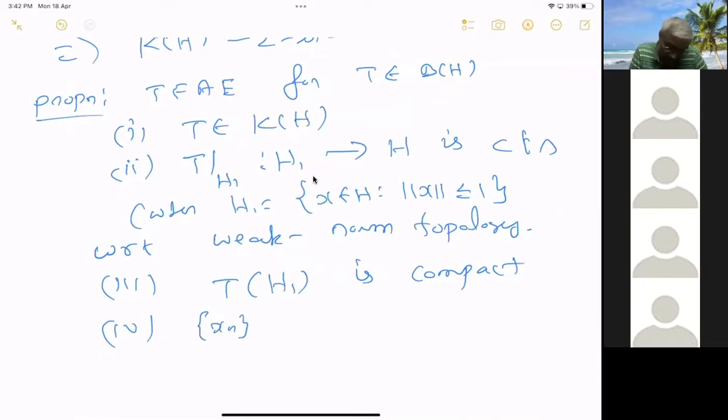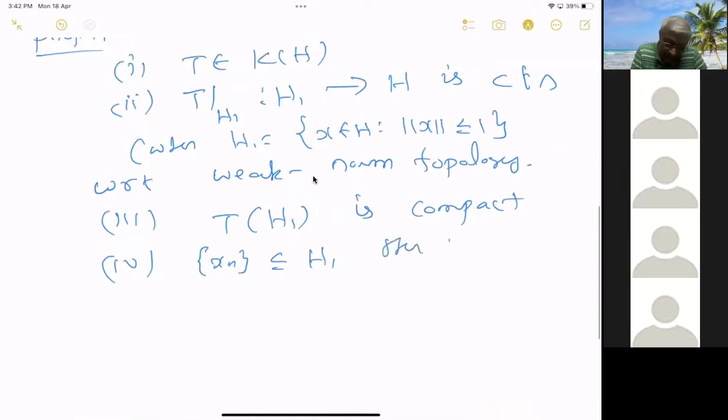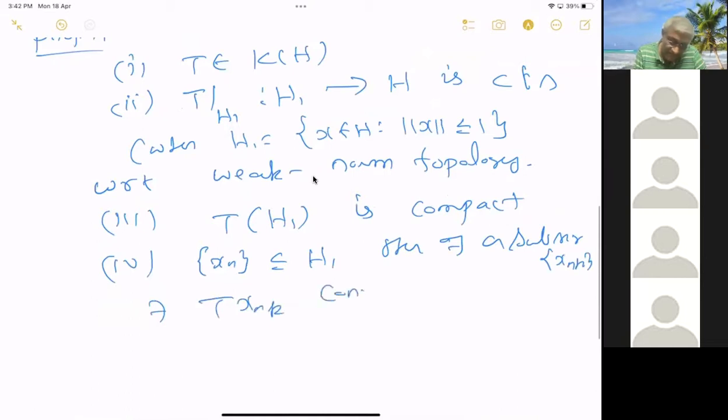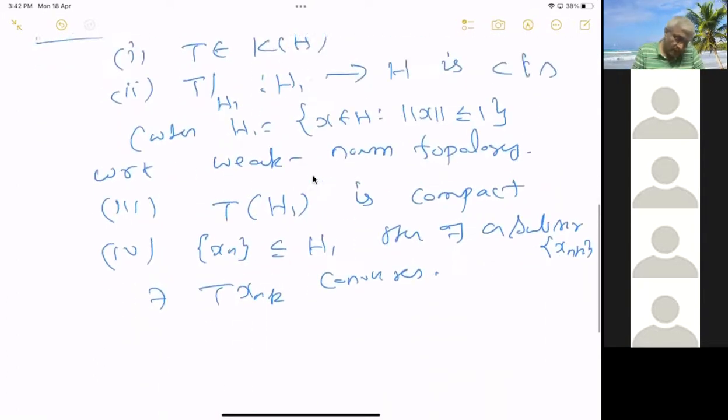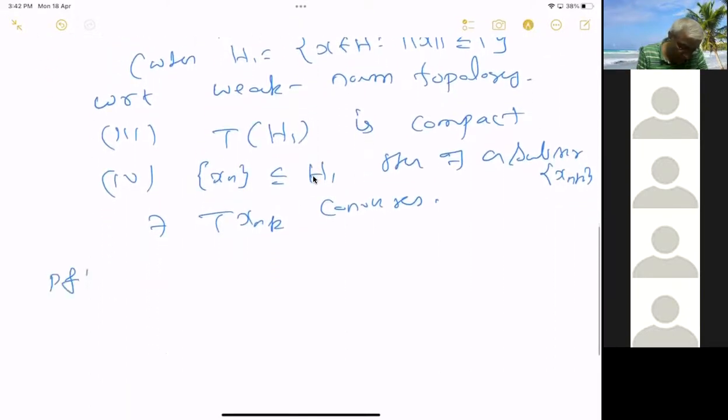So if Xn is a sequence contained in H1, then there exists a subsequence Xnk such that T of Xnk converges. That is what sequentially compact means. Every sequence has a convergent subsequence. So T Xnk converges. So these are the equivalent conditions which I want to prove.